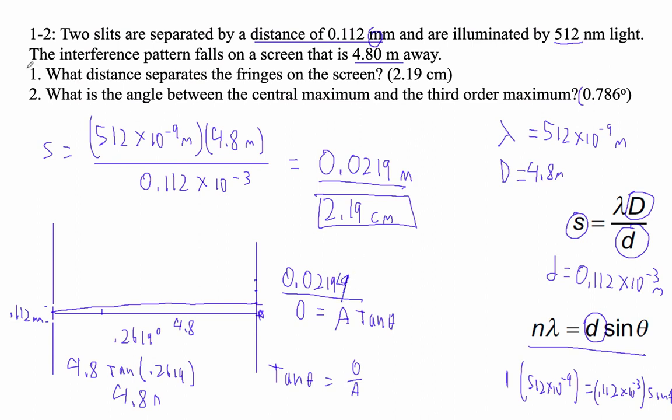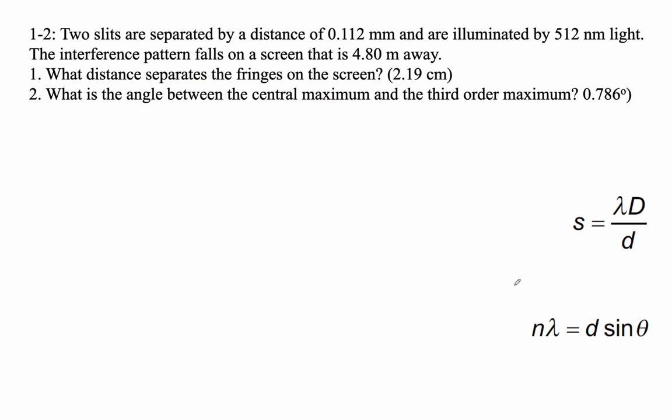So we've done number 1 two different ways, right? Let's do number 2, which I'll show you two different ways too. I'll show you the best way first, and you can just stop watching. All right, erasing. All right, so what is the angle? Let's do the best way. The best way is just using n lambda is d sine theta. Right, so the central maximum and the third order maximum. Okay, we can do this. The central maximum, by the way, is going to be 0 degrees.